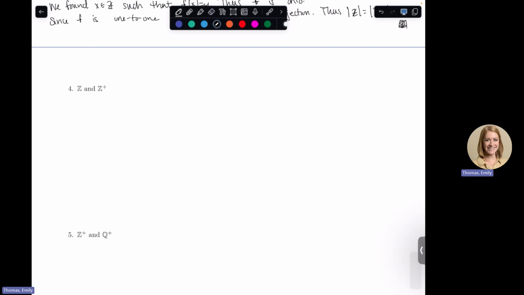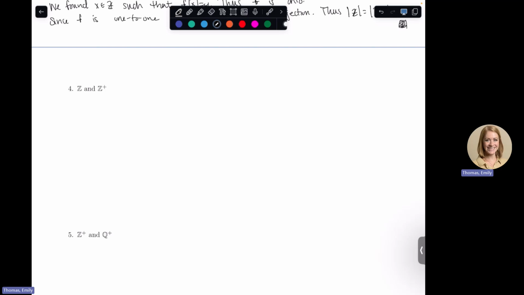Okay, also the rationals is countable, which is crazy. So let's go with number 4. We're going to work on that first. We're going to take the integers and map to just the positive integers.